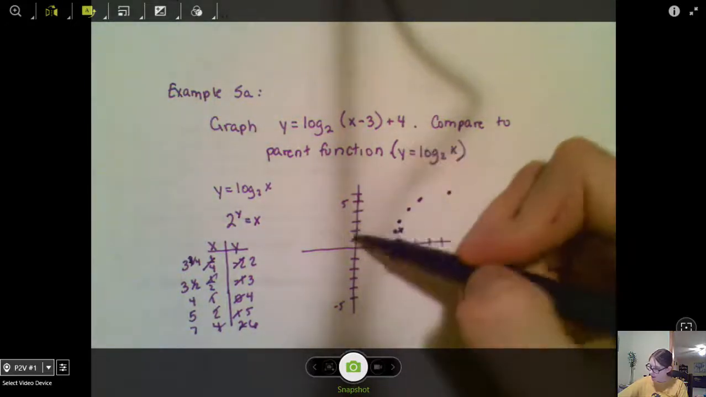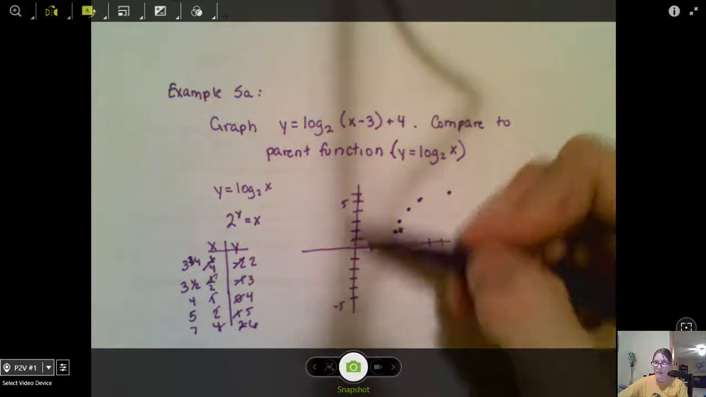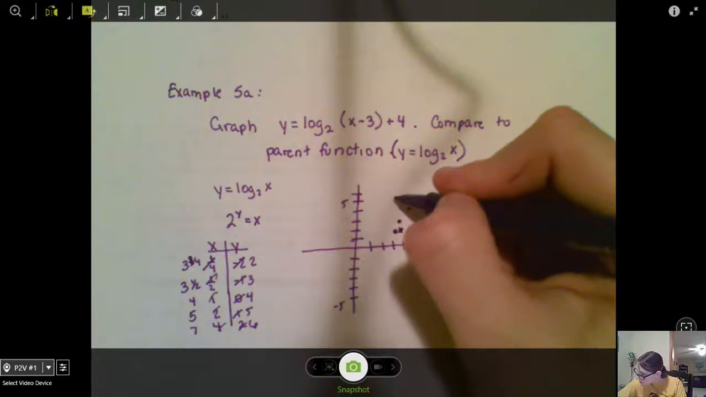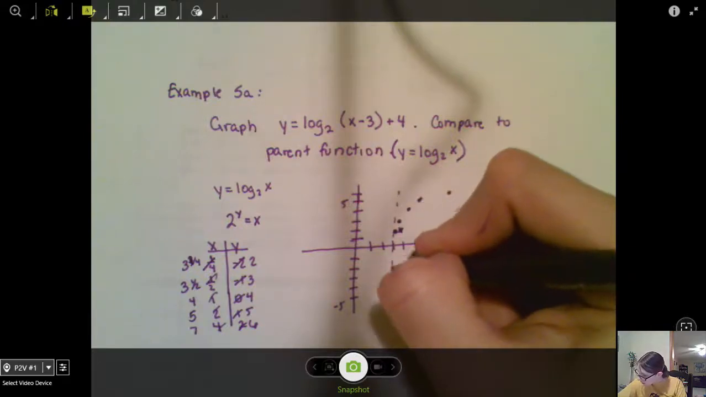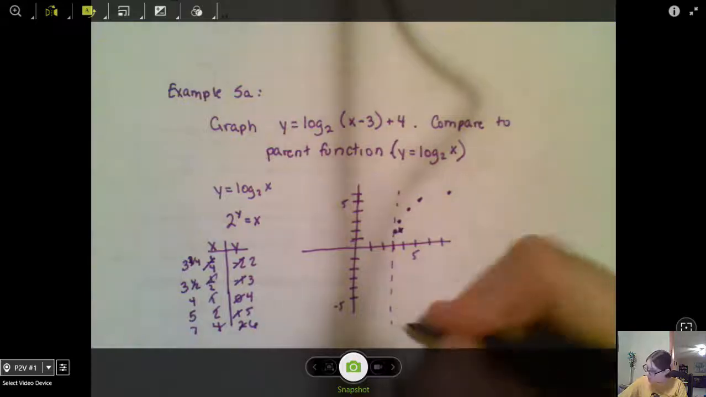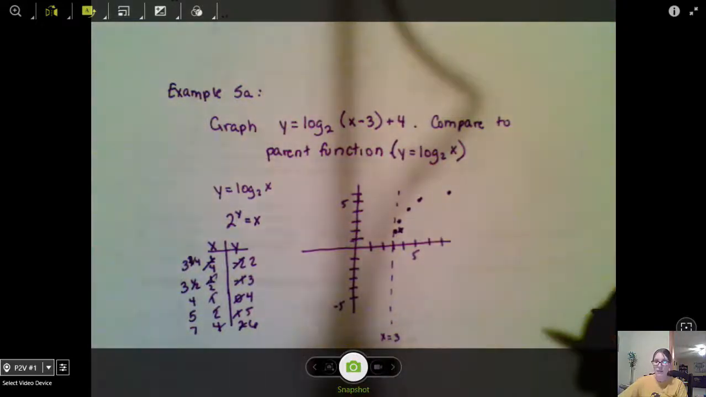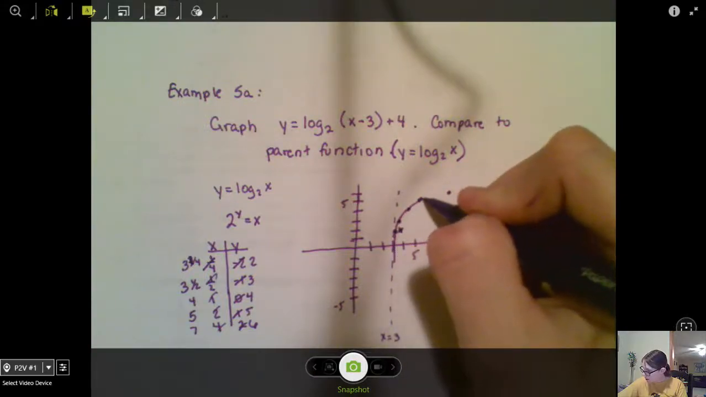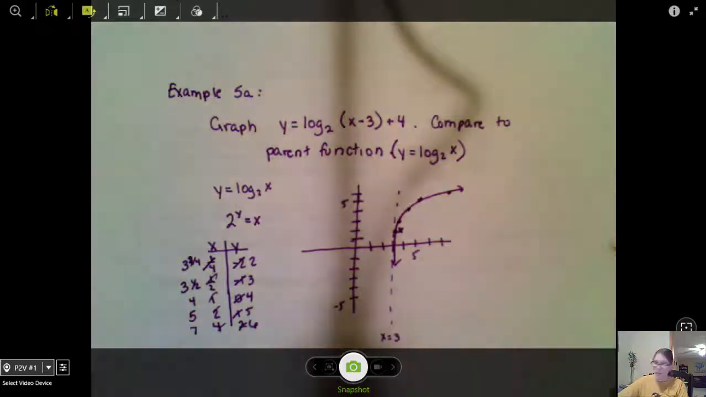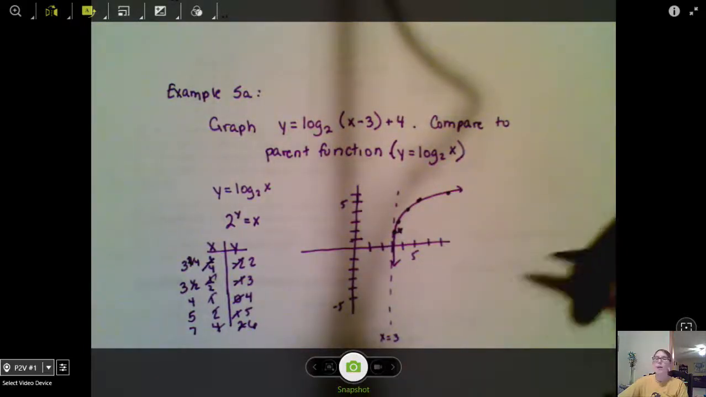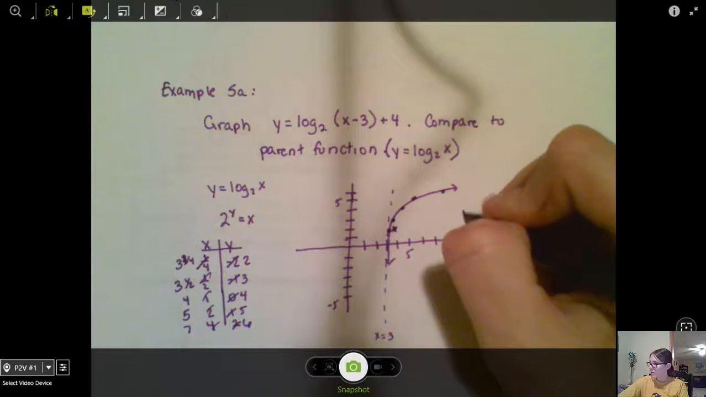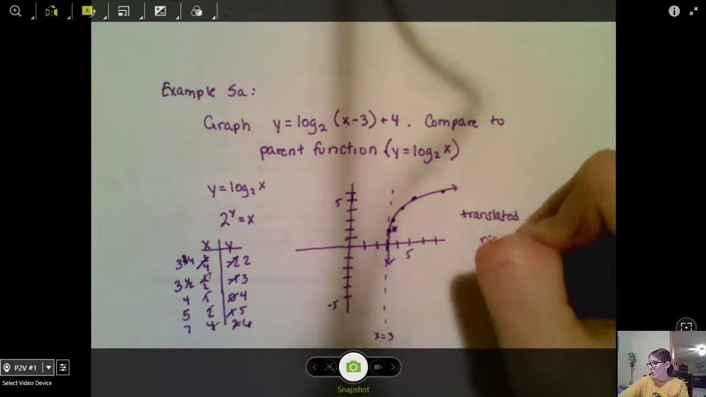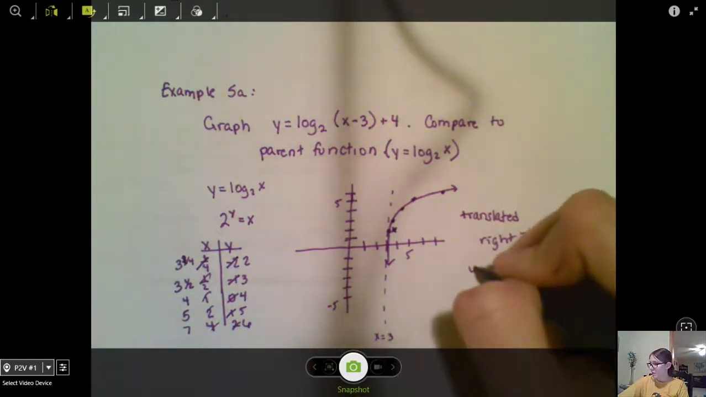So for log functions, our asymptote's normally at the y-axis. But if we're translating right 3, our asymptote, I'll draw that in here with a dotted line, is going to be at x equals 3. Okay. So we connect our dots, and our function is going to look like this. And as far as our comparison goes, our function was translated right 3, and up.